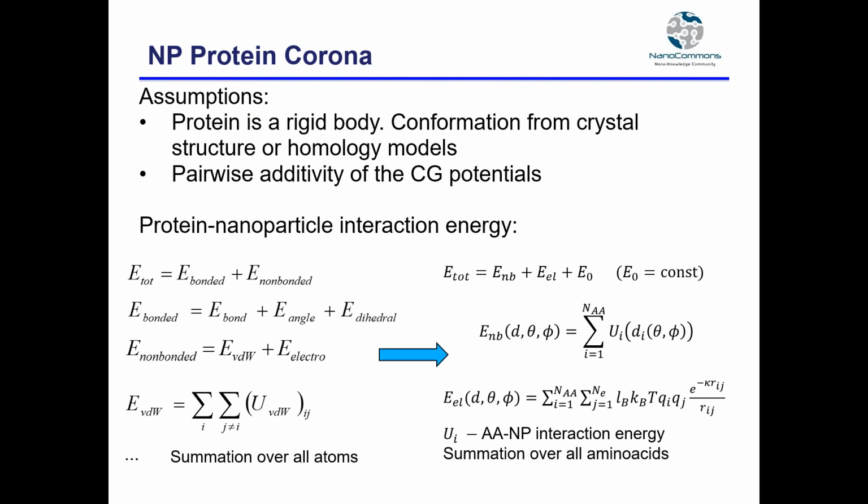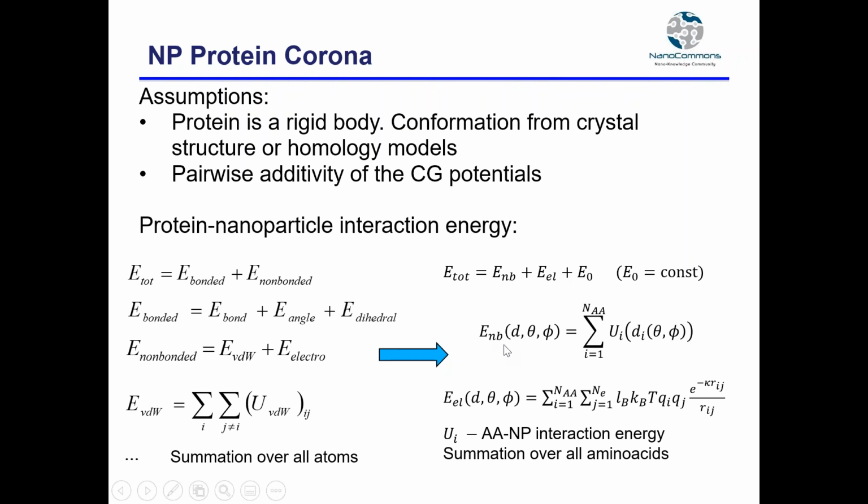Then we assume a pairwise additivity of the potentials. And then with these two assumptions, we arrive to the following. So we can compact the sum of all pairwise atom-atom interactions into the following sum on the right. It's going to be sum of interactions between certain coarse-grained beads. So we group interactions between the atoms constituting the same amino acid, for example, together to calculate the interaction potential for the entire amino acid with the nanoparticle.